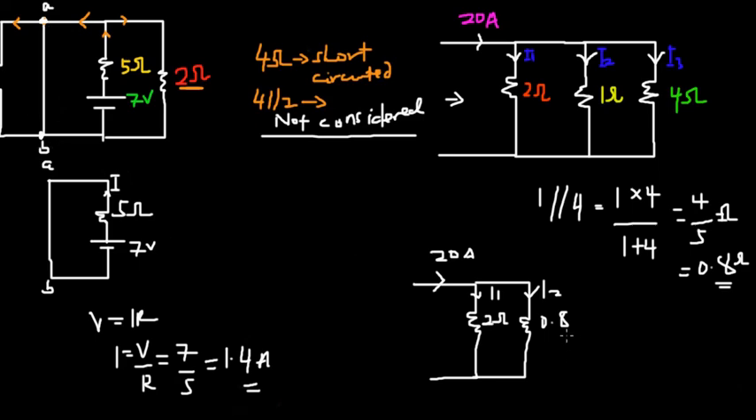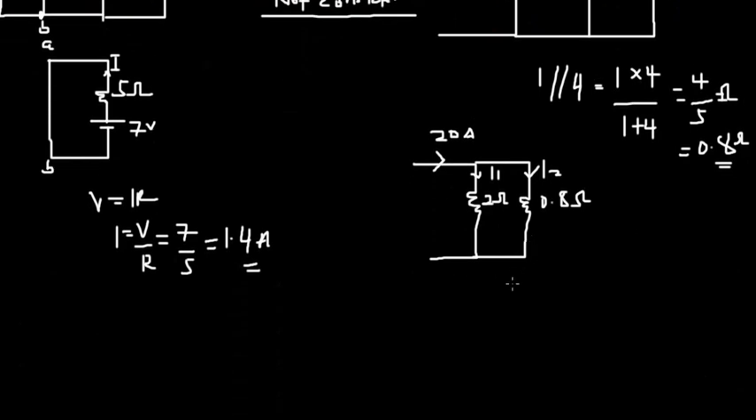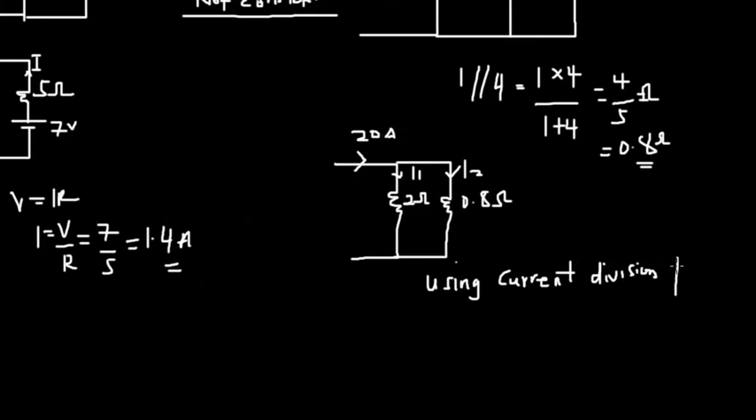Okay, so now let's proceed. Using our current division rule, or current divider rule, from this circuit, we have these as I2, and these are 20 ohm, 20 amperes.